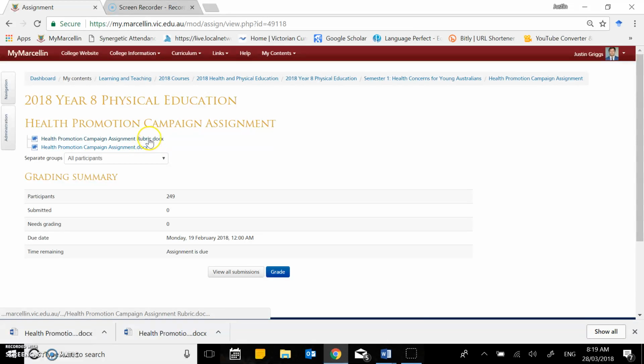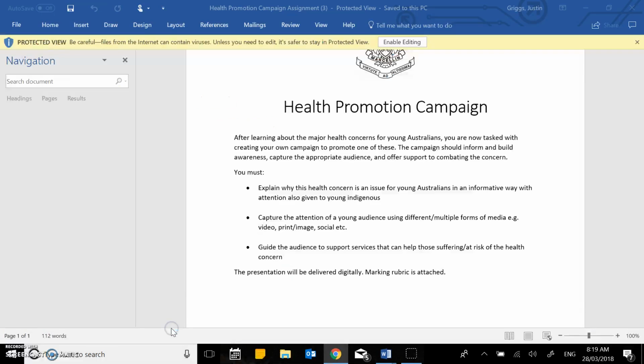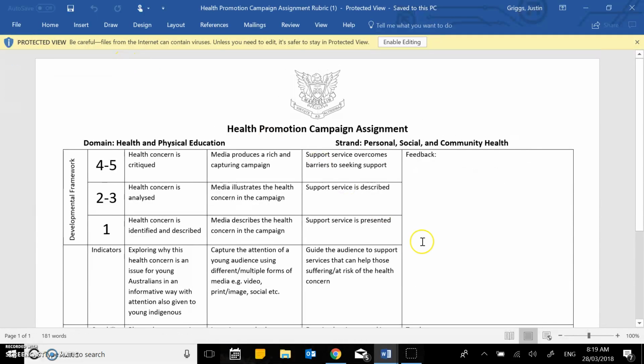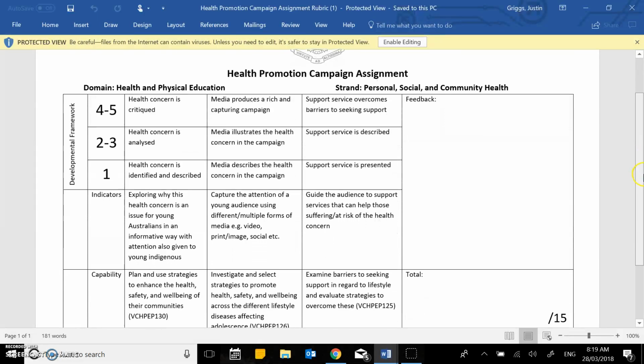Also important in this assignment is looking at this rubric. So I'll open up our rubric here. And what you'll see is that it gives you a guide to the way I mark you. So what I'd strongly suggest that you do before you hand in your work is you go through and you mark your own work based on the criteria listed here. So obviously everyone would be aiming for and expecting to get between 4 and 5 for each of their criteria here.